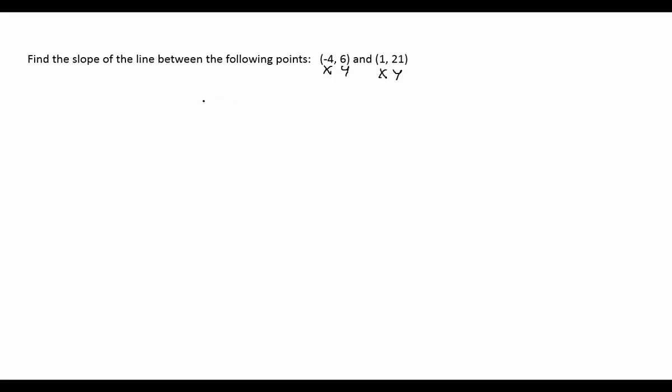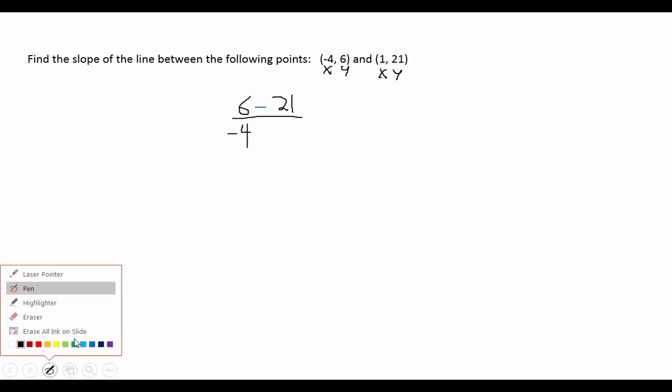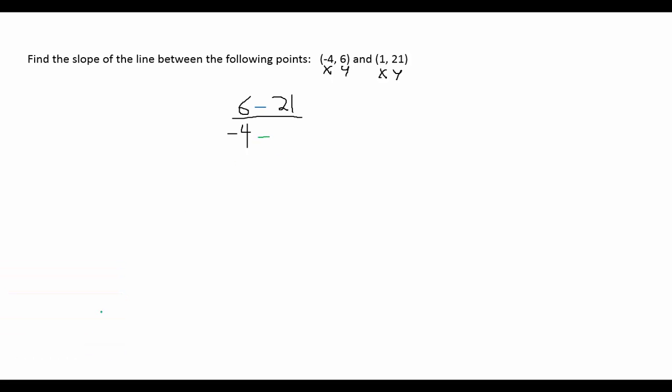I'm going to put my y values on top, and I'm just going to go left to right, so 6, and then there's a minus sign that's part of the equation, and I have 21 as my second y value. And then on the bottom of my fraction bar, I'm going to start with the negative 4 for x, and then there's that minus sign that's part of my formula, and then I get my second x value of 1.